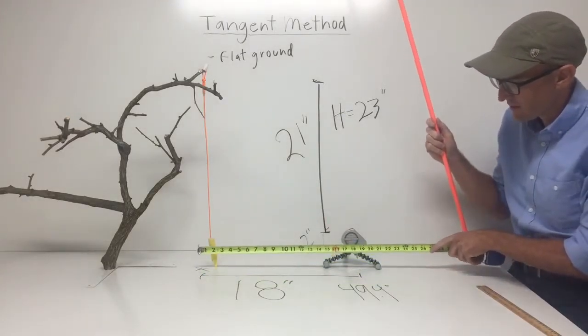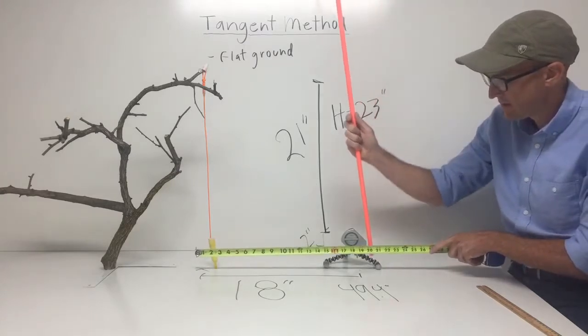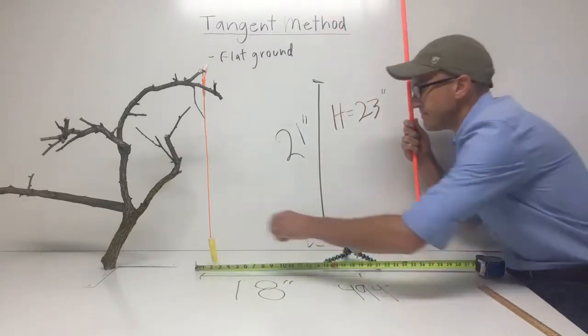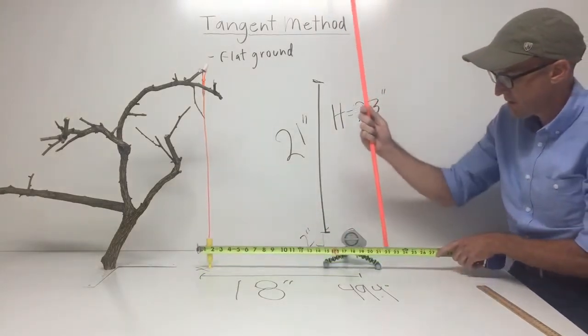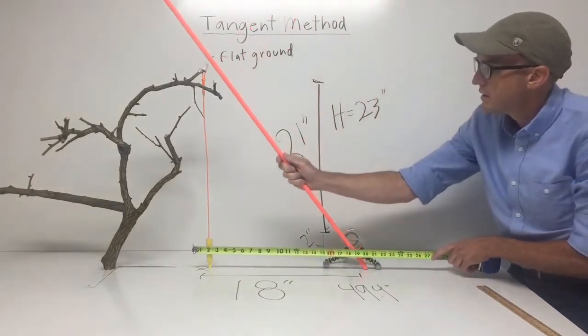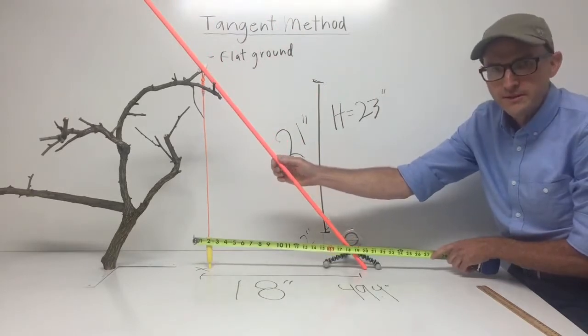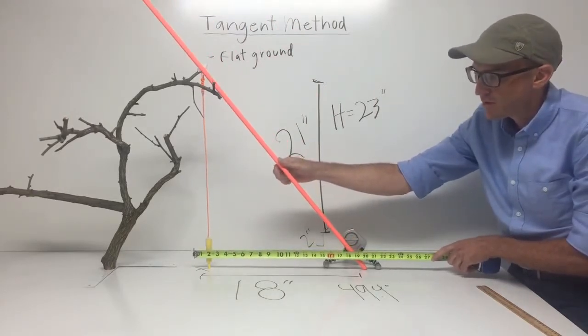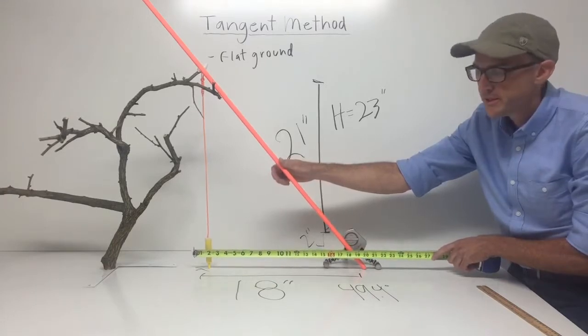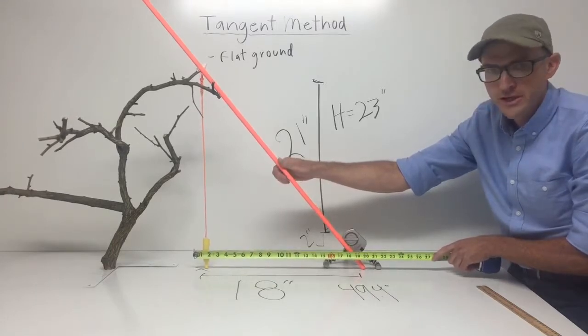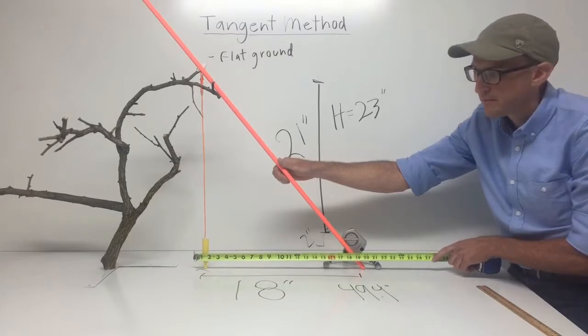Okay, so again, our tape measure is the baseline. Okay, and there's our right triangle. And that's why it was so important to find the point on the ground below the top of the tree so that we had a true right triangle and the trigonometry would work.